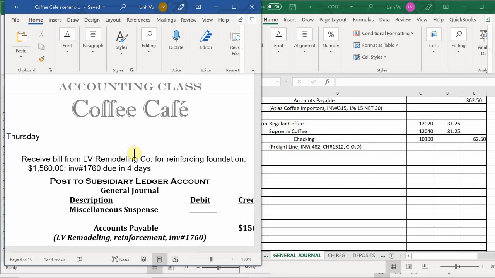What do you mean if it's for the business or the asset? Meaning, am I fixing something that's for the business, or am I fixing something that's for my coffee grinder? Why am I hiring LV Remodeling to do a reinforcement foundation? What is that for? For the grinder. So in this case, isn't that going to be part of the cost to get the asset ready for service?